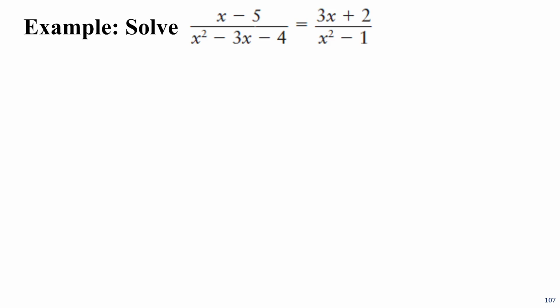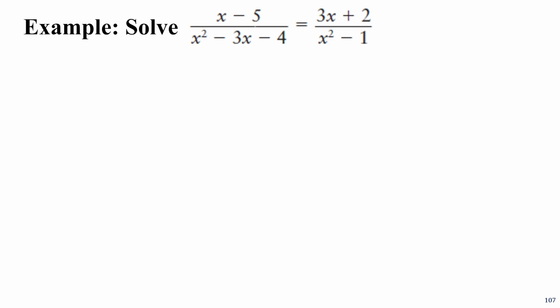Okay, let's see an example to illustrate this concept. Can you solve this rational equation? On both sides, we have rational expressions, right? Can you solve this rational equation? I'll give you 2 minutes to consider this, and we'll have a look at the solution together. Okay, let's have a look at the solution together.